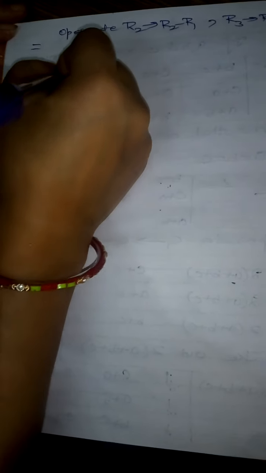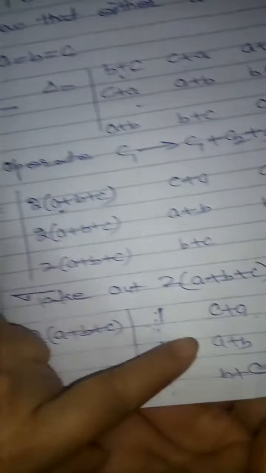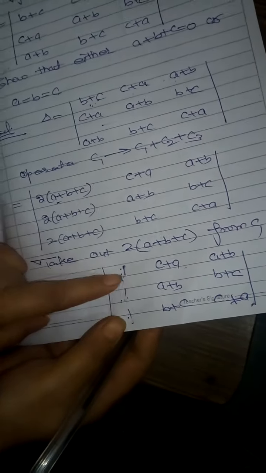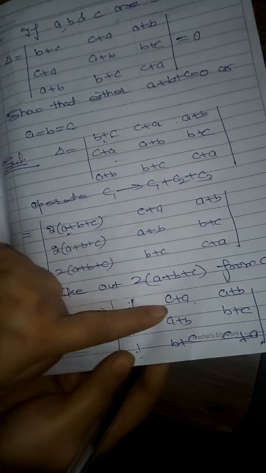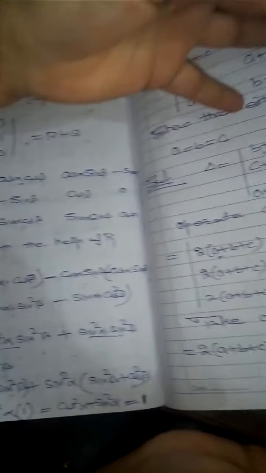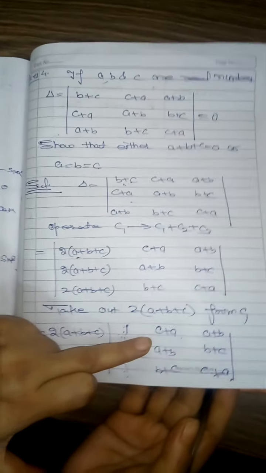So twice of A plus B plus C. The first row is as it is, that is 1, C plus A plus B, 1, C plus A plus B. R2 minus R1 means 1 minus 1 is 0, A plus B minus C plus A, A cancels, B minus C will come. It is coming here 0, B minus C, and here B is cancelled, C minus A is coming. Similarly, the last row, 0, and this one B plus C and C plus A.